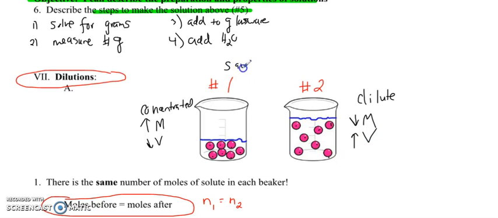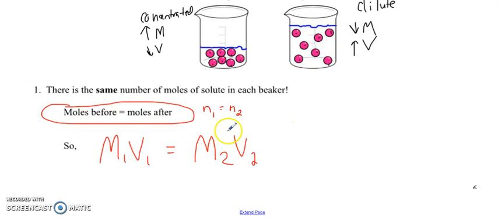So number 1 and number 2, we have the same number of moles. That's n1 equals n2. So the number of moles are equal, but the concentrations and the volumes are different. So because we know that moles before and after are equal, if we want to take solution 1 and dilute it to make solution 2, we could do some simple math. So here's our equation. Molarity 1 times volume 1 will equal molarity 2 times volume 2. We can use that n being constant to set these up in relationship to each other.